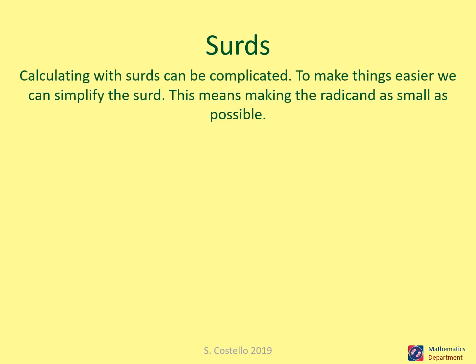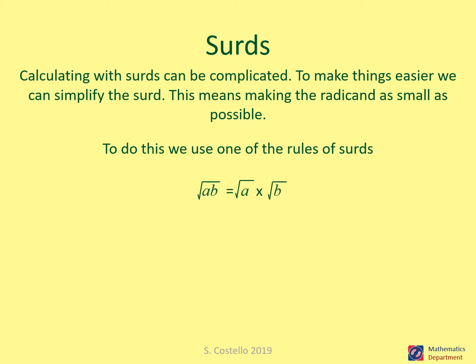Calculating with surds can be complicated. To make things easier, we can simplify the surd. This means making the radicand as small as possible. So the number inside the square root sign, we make it as small as possible. To do this, we use one of the rules of surds. Root AB equals root A times root B.